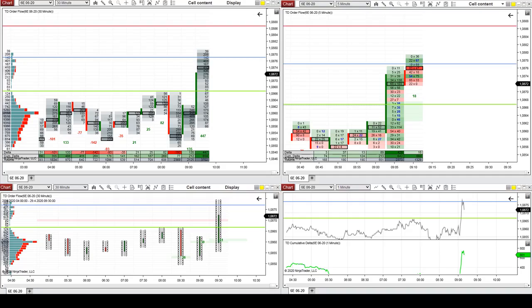More sellers jumping in. This is definitely a sign of sellers entering their shorts and making a reaction to this resistance. Delta is very close to 0. So for this footprint, the delta actually ended up on 0. So let's see what happens next.